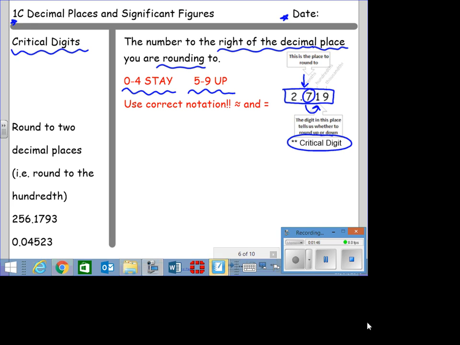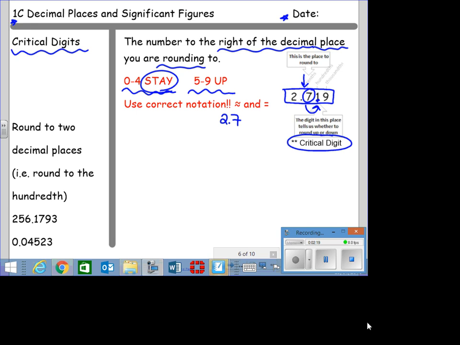So go ahead and take a look at my example. What do you guys think I'm going to have to do here? Okay, critical digit is a 1. So if that 1 is a 0 to 4, then I keep my answer as just 2.7, because again, that 7 is where I'm rounding to, so I don't want any more digits except for the 10th position. But if it's a 5 to 9, I'm going to round up. So for this one, since it's a 1, I stay, and my answer would wind up being 2.7.